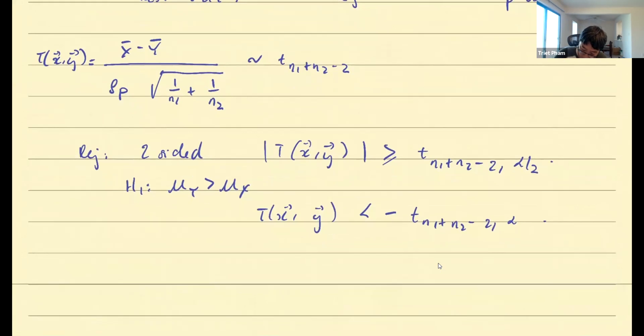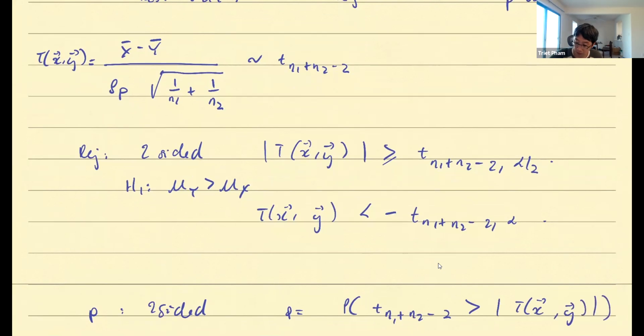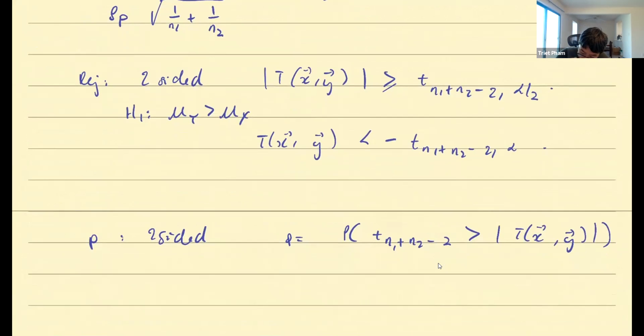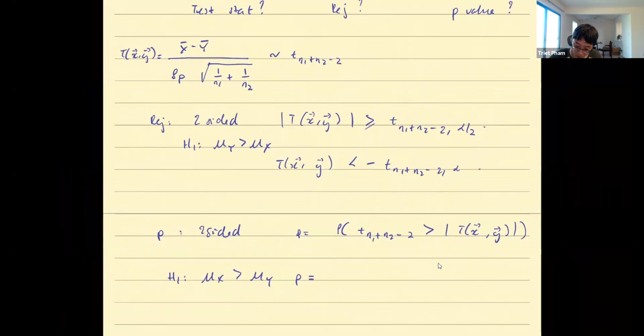Okay. So the p-value would then be, let's say for two-sided, the probability that the T distribution is bigger than the absolute value of your test stat, right? And let's just make you more confused. Suppose that the alternative is mu x is bigger than mu y. What's my p-value? So here's my test stat. If mu x is bigger than mu y, what's my p-value?